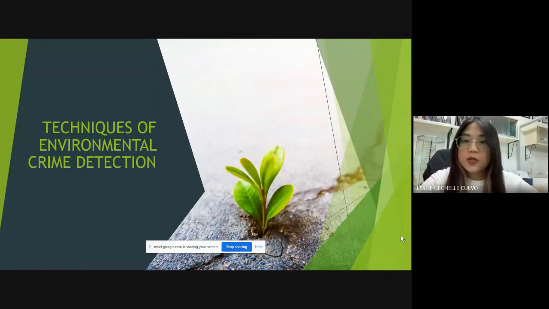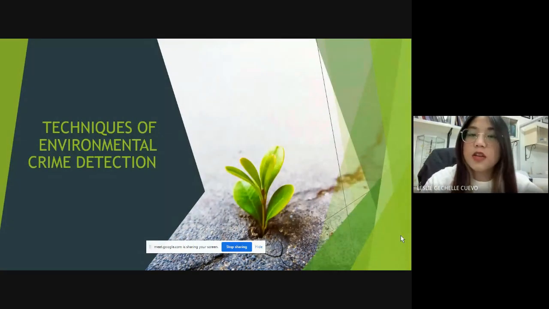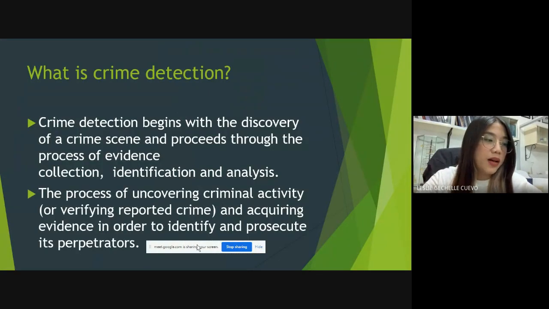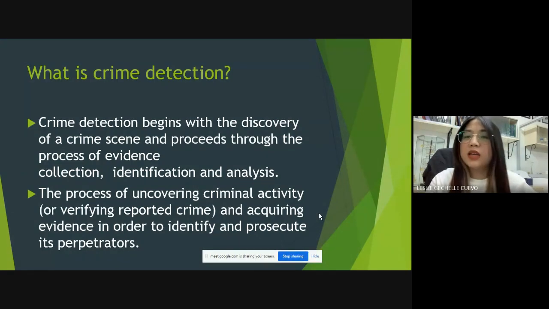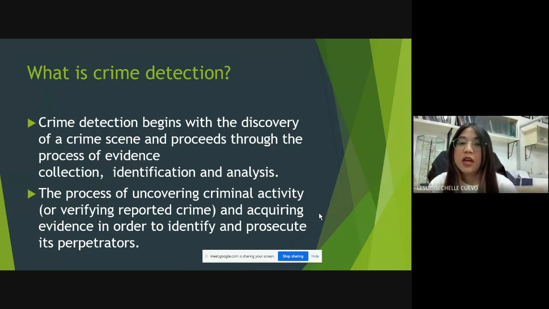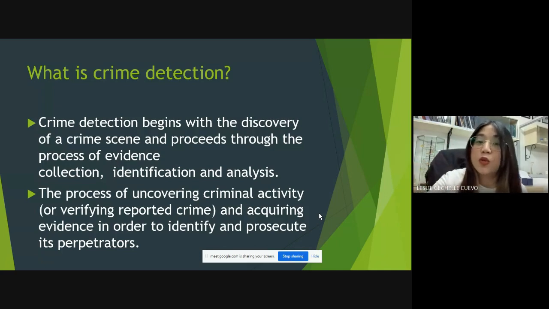Okay, so we now proceed with the techniques of environmental crime detection. So ano ba ang crime detection? I know may idea na kayo dito, for clear na kayo di ba? So crime detection begins with the discovery of a crime scene and proceeds through the process of evidence collection, identification, and analysis. Another means of detecting crime is when a crime has been reported to you directly.